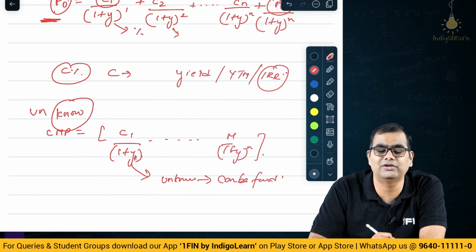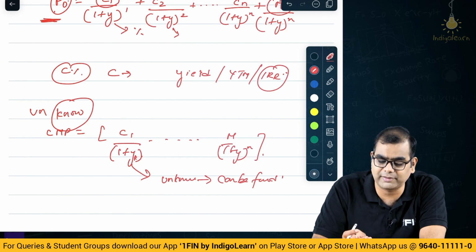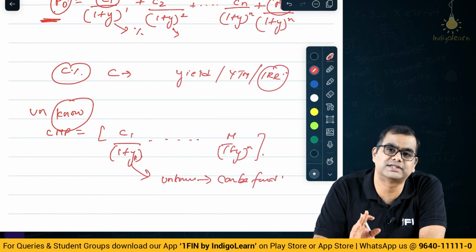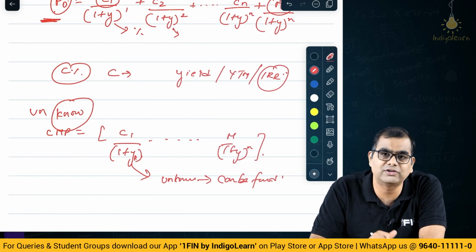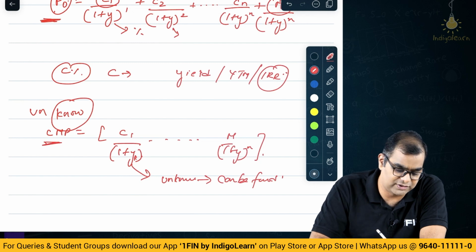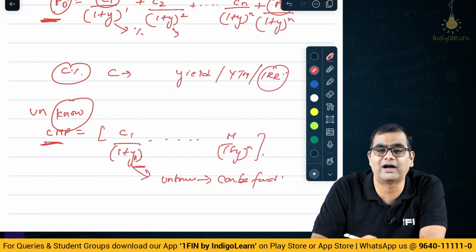However, if both are unknown, then what will you do? You don't know the current market price, you don't know the yield, you just know that there is a bond which has some coupons. How will you find out the price of the bond? For finding out the price of the bond, you need to have the yield. How will you get the yield?